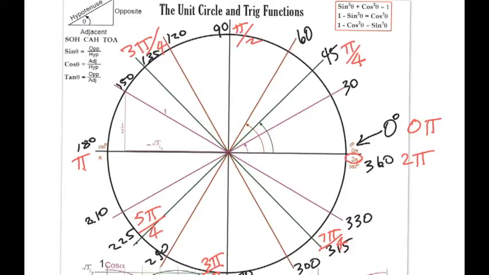Now what we're going to do is take a look at the 30 degrees. Okay, now if you look at this, 30 goes into 180 6 times.